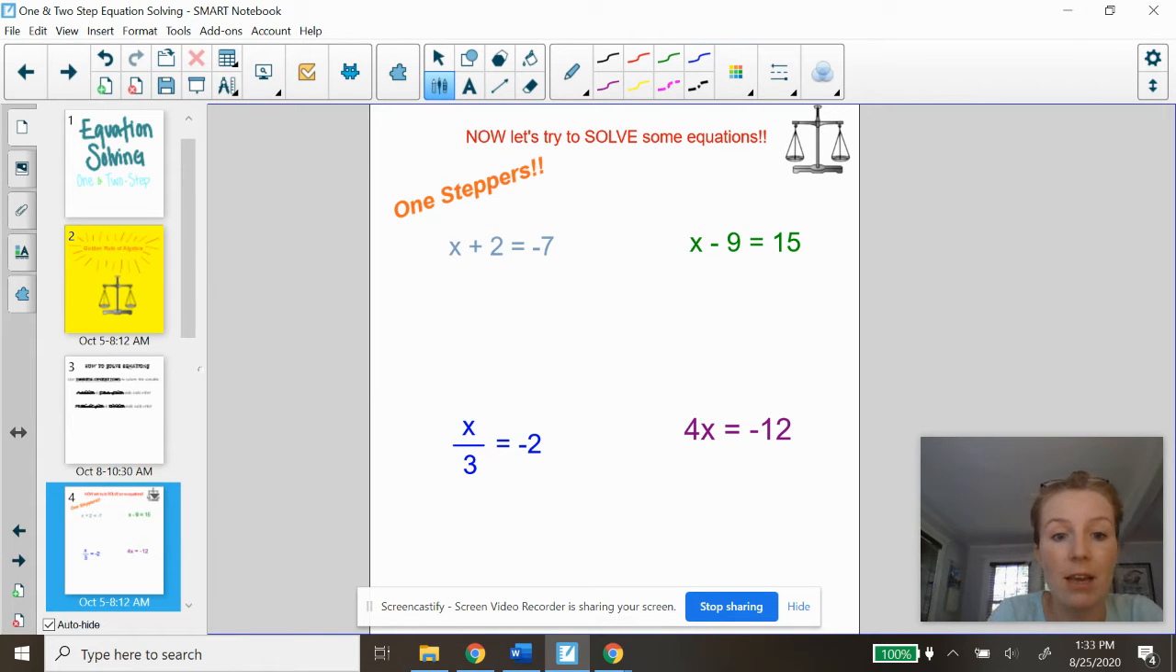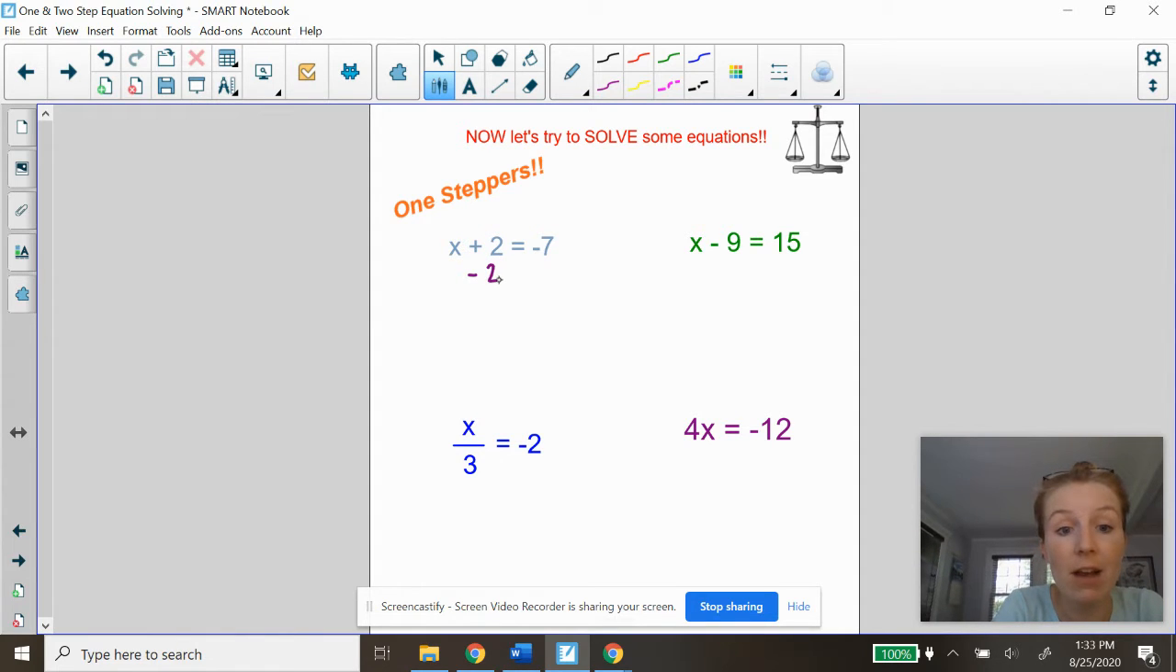I want you to first think here, what is attached to x? The thing that is attached to x is this 2, and it's attached to the x by addition. Now remember on the last page, I said that subtraction undoes addition. So in order to isolate x, or in other words, to get x by itself, I need to get rid of this 2, and I'm going to do so by subtracting. I'm left on the left-hand side then with just x. Remember, it's a balance. Whatever I do to one side, I have to do to the other. So I'm now going to subtract by 2 on the right-hand side, and my solution is -9.